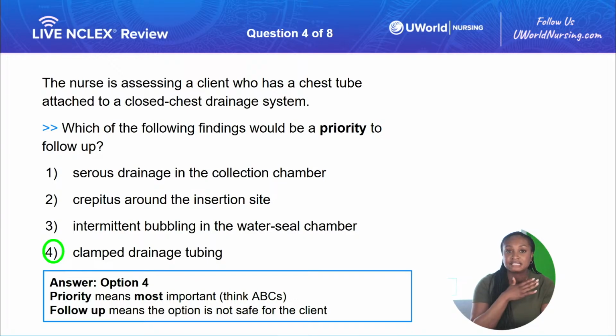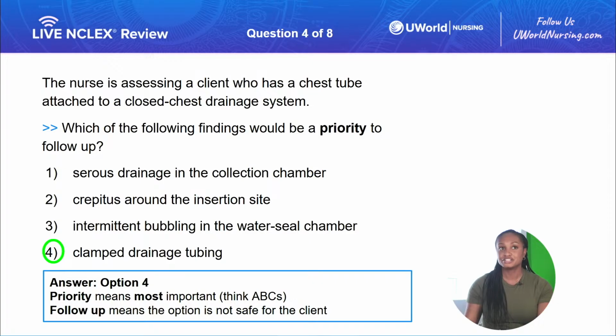So if it goes up into the neck or down to the back and the sides, that's when we would be more concerned. And then option 3, intermittent bubbling in the water seal chamber. Again, an expected finding. We would be more concerned if it's continuous bubbles, because that could mean there is an air leak. So option 4, if it's clamped, you always wonder why. Always follow the line for every shift. When you're going on to shift, always check the line to make sure nothing is clamped and everything is intact.